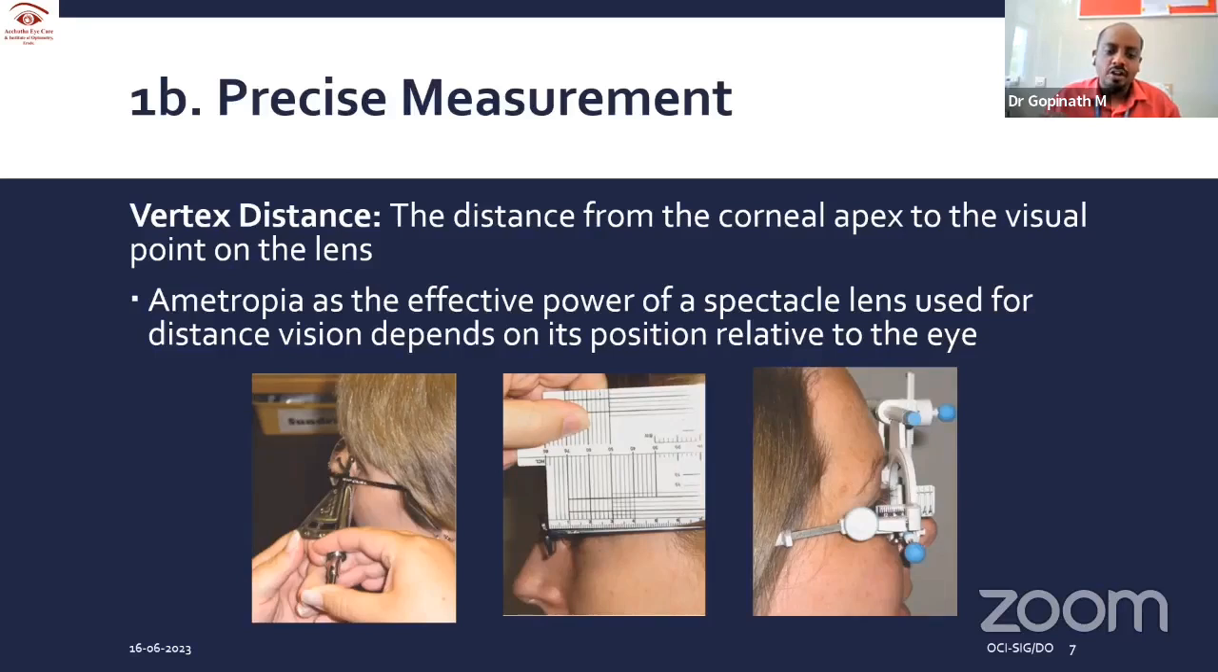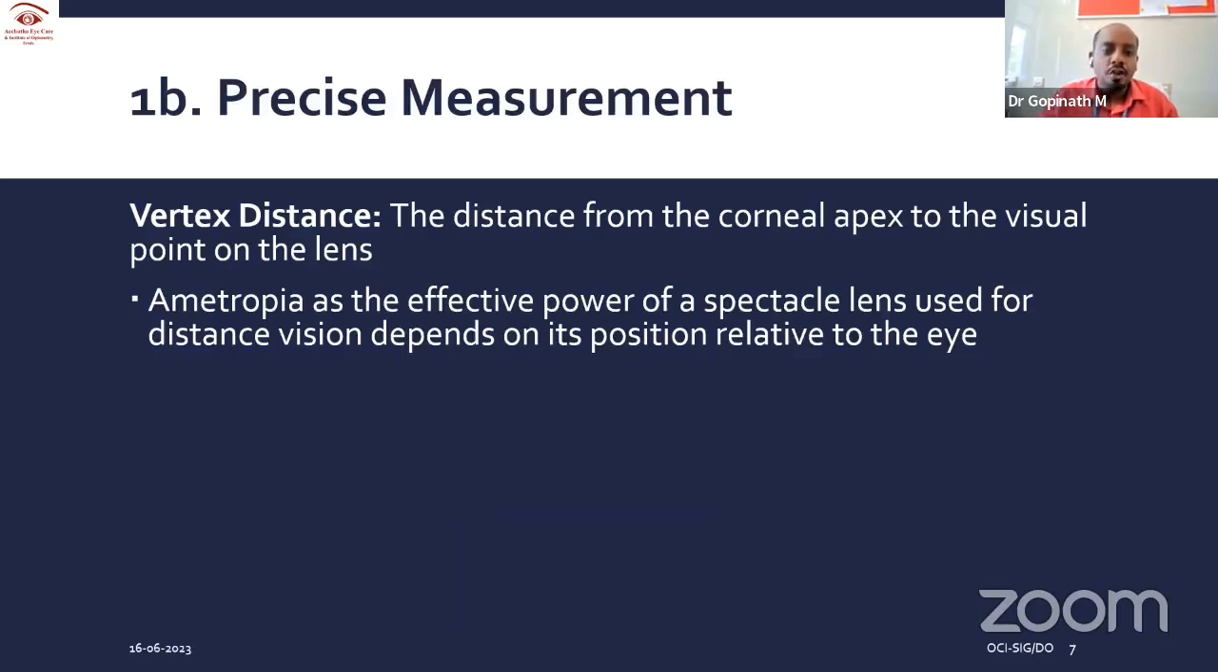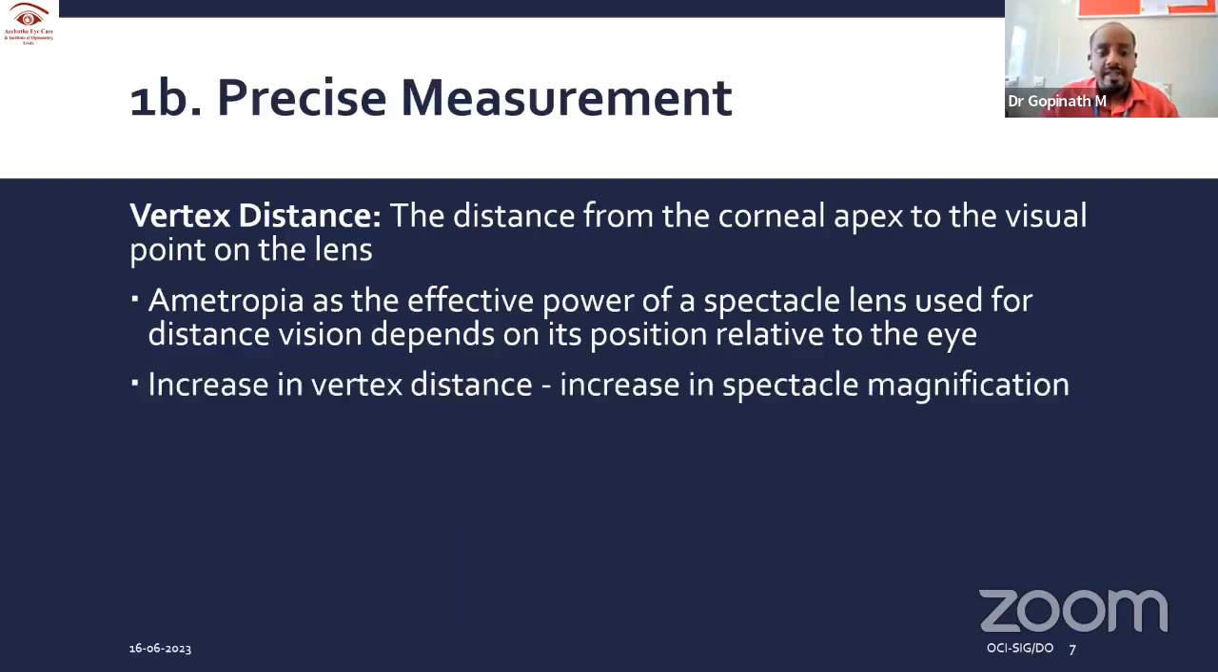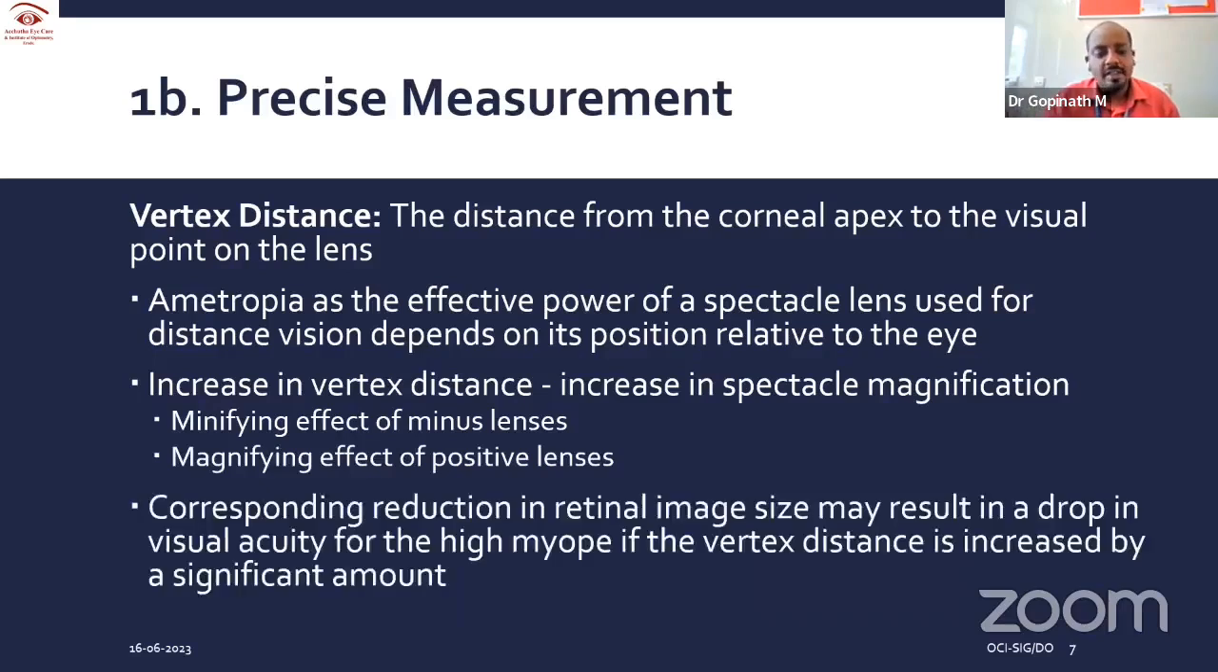You can use a distometer or a regular PD ruler, or a trial frame, which has a sophisticated measurement for the vertex distance. So what happens if you do not measure the vertex distance for high refractive errors, say high myopia? In case of minus lenses, if you have increased vertex distance, there is going to be a magnifying effect, and likewise a magnifying effect in the positive lenses. So the corresponding retinal image size is going to drop, which is going to affect the visual acuity of a high myope if the vertex distance is increased by a significant amount.